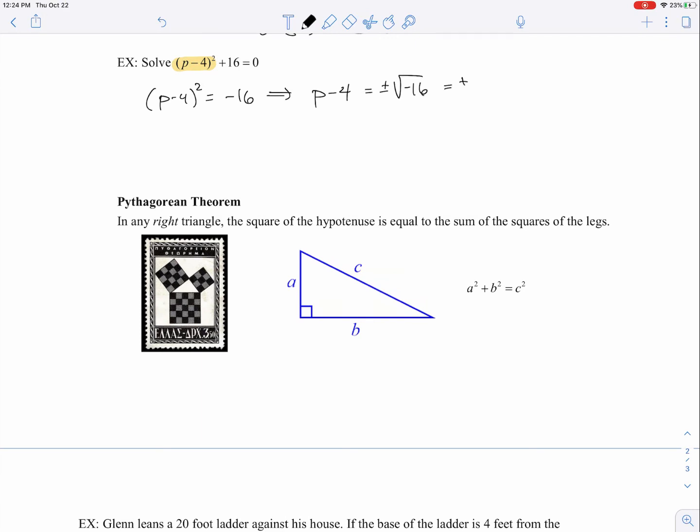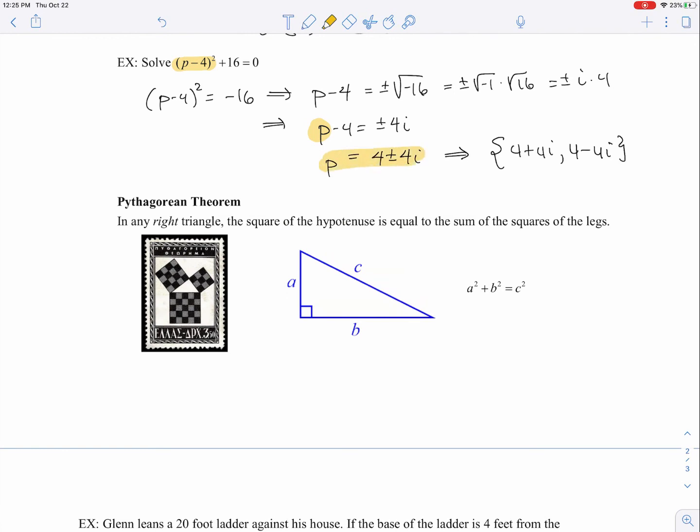We'll simplify that radical as plus or minus the square root of negative 1 times the square root of 16, which is plus or minus i times 4, or p minus 4 is equal to plus or minus 4i. And then we'll solve for p by adding 4 to both sides, and this tells us that p is equal to 4 plus or minus 4i. Or our solution set is 4 plus 4i, 4 minus 4i. But again, this is perfectly acceptable.